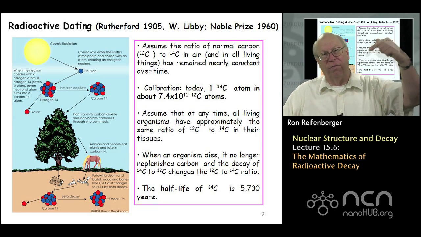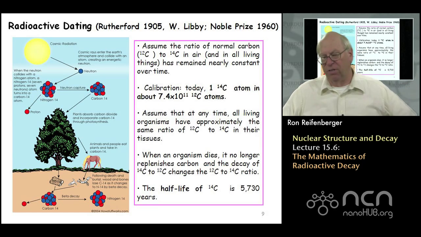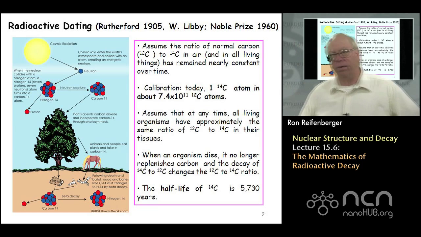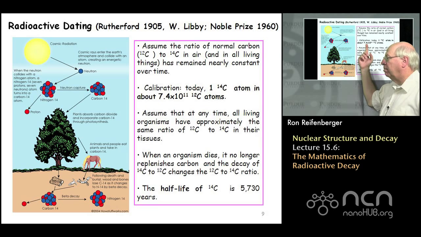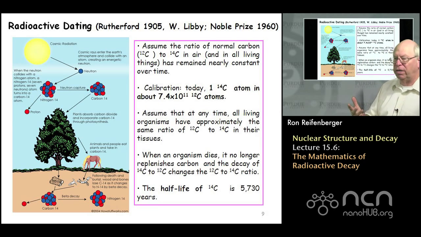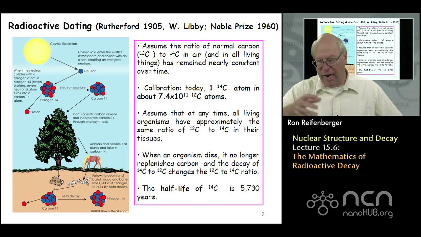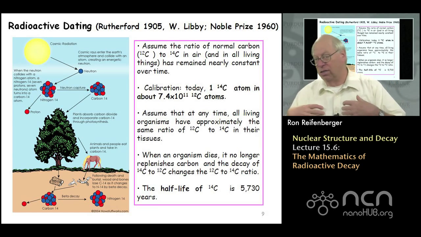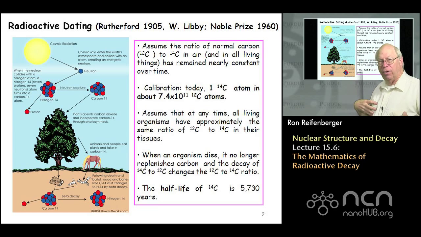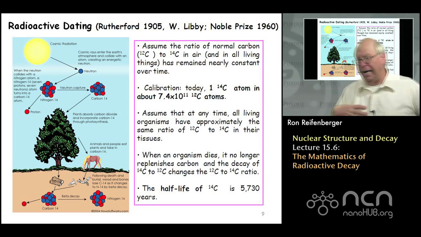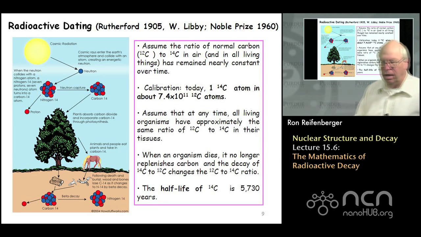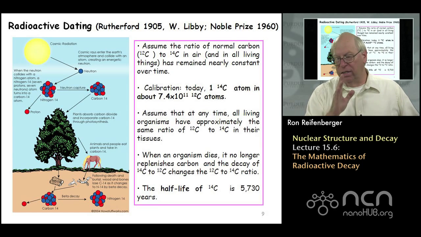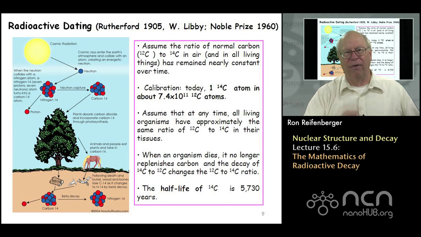And based on the flux of cosmic rays striking the upper atmosphere, we now know that there's about one carbon-14 atom in about 7.4 times 10 to the 11th carbon-12 atoms. So there's very few carbon-14 atoms that are converted by this cosmic ray flux. But in the process of just living and eating, our bodies ingest this carbon-14. And so in principle, for every 7.4 times 10 to the 11th carbon atoms in our body, there would be one carbon-14 nucleus.